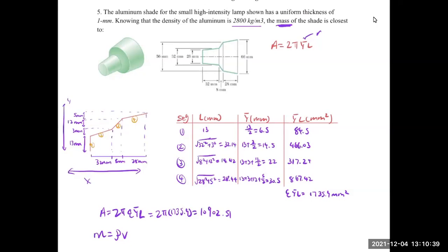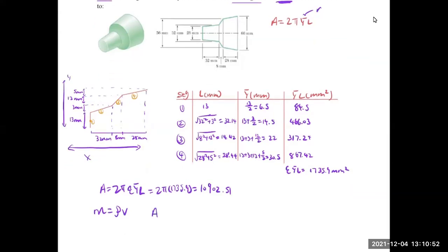So now we need to transition from area to volume. How do we do that? Well, the thickness is given. The thickness is 1 millimeter. So the volume will be equal to the area multiplied by the thickness. So it'll be 10,902.51 multiplied by 1 millimeter, so it's simply 10,902.51 millimeter cube.